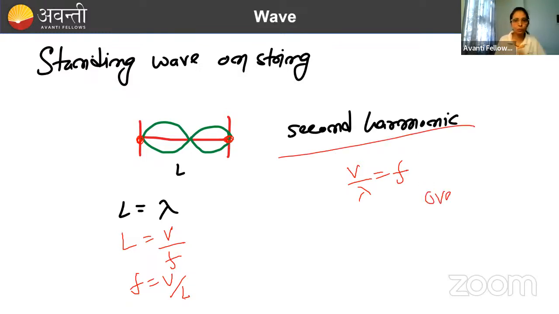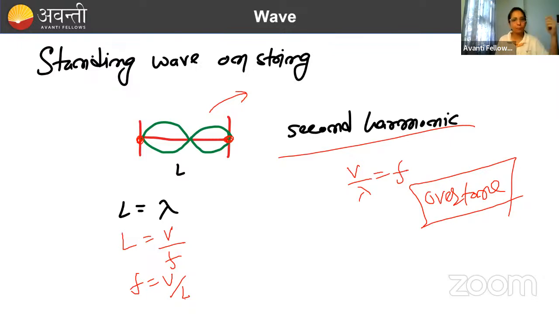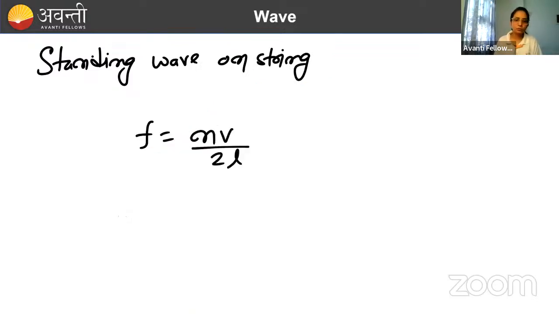Then there is one more term that will come into account, that is overtone. So what is overtone? Overtone is any frequency above the fundamental frequency. So this is the first frequency above the fundamental frequency, so this will be called the first overtone. Overtone is any frequency above the fundamental frequency. First overtone means second harmonic.